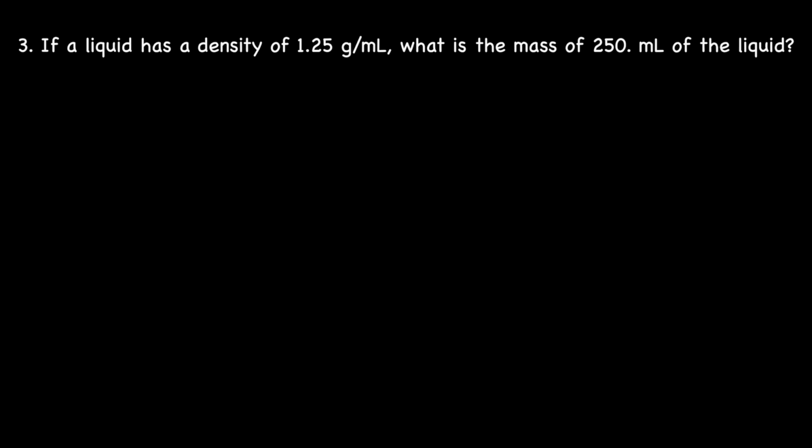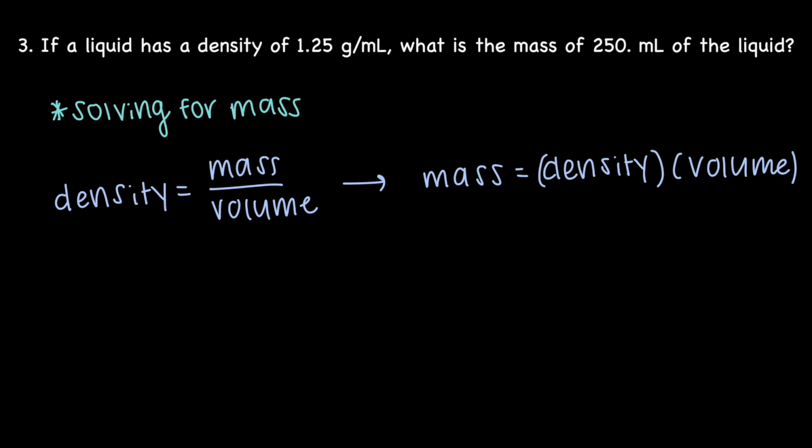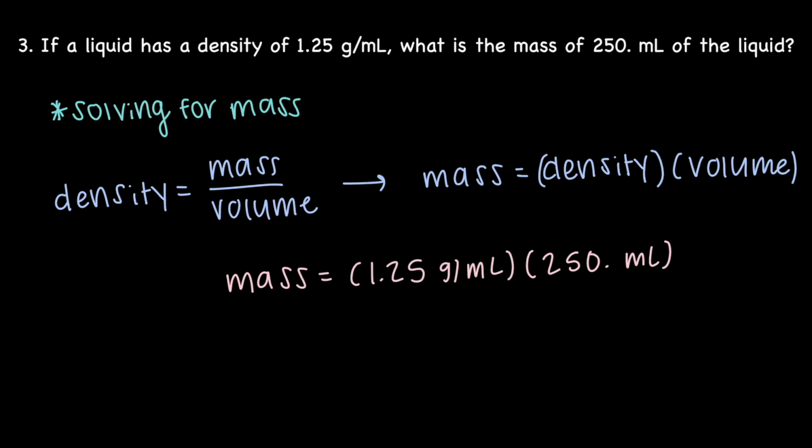Number 3. If a liquid has a density of 1.25 grams per milliliter, what is the mass of 250 milliliters of the liquid? Here, we are solving for mass, so we rearrange the density formula to mass equals density times volume. The density is 1.25 grams per milliliter, and the volume is 250 milliliters. Multiplying 1.25 by 250 gives 312.5 grams.